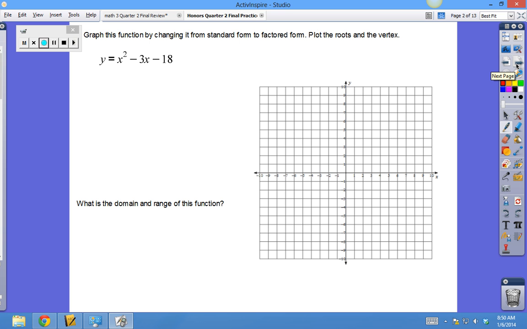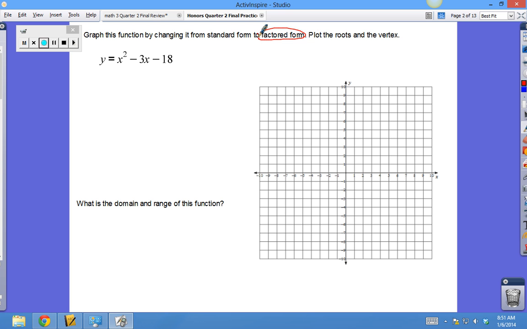Okay, they give you standard form. They want you to change it to factored form. Let's factor this. I'm looking for, if I use this little template, two numbers that multiply to give me a negative 18, but add to give me a negative 3. What multiplies to give you negative 18 and adds to give you negative 3?